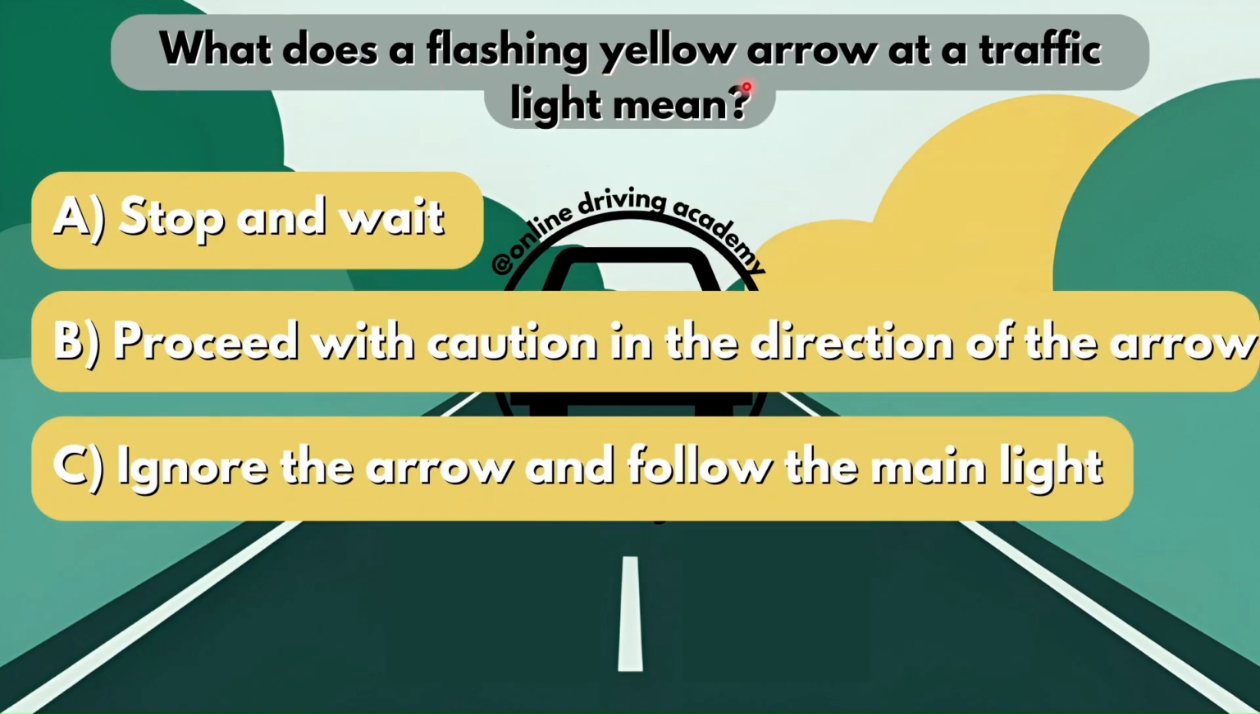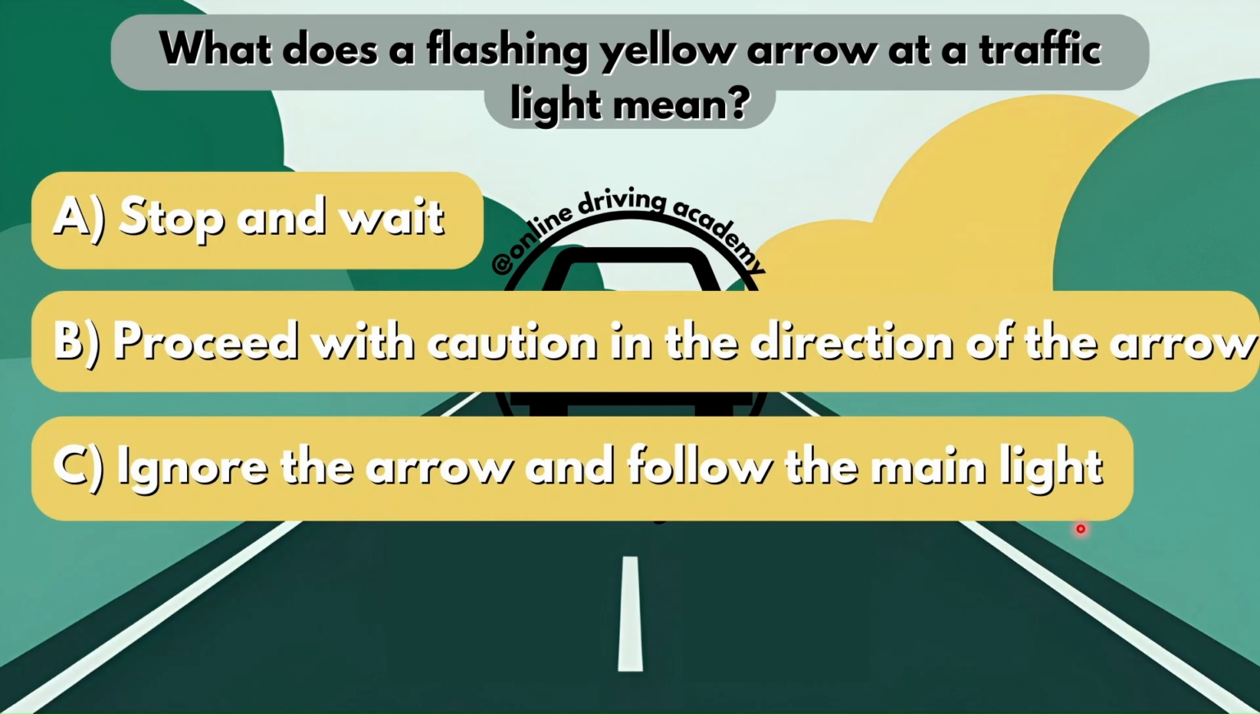What does a flashing yellow arrow at a traffic light mean? Now in the previous video, we spoke about a flashing green arrow. So let's look at our options, right? Is it option A, you're going to have to stop and wait? Is it option B, proceed with caution in the direction of the arrow? Or is it option C, ignore the arrow and follow the main light?